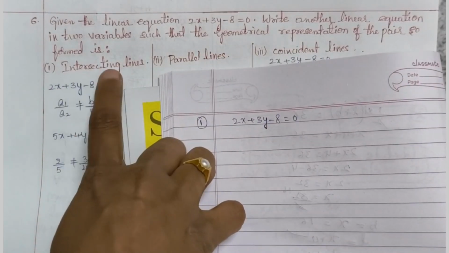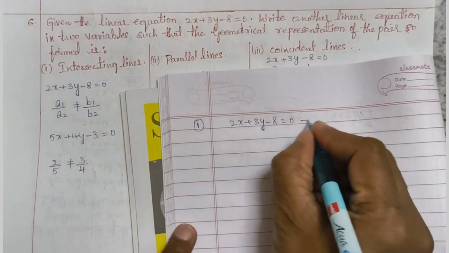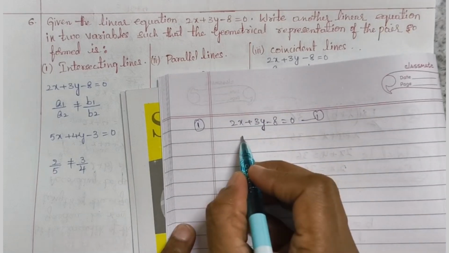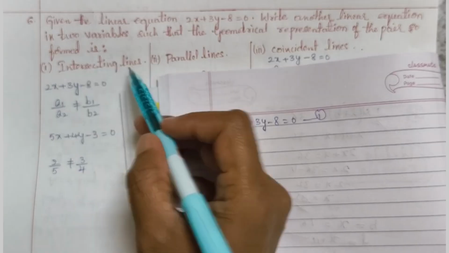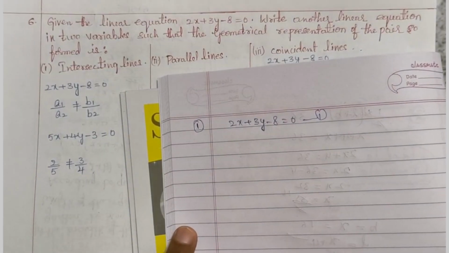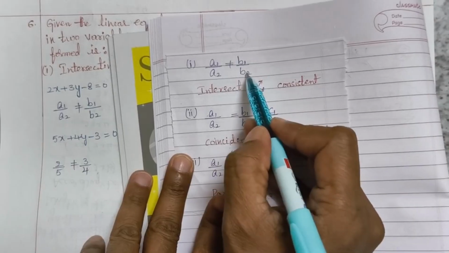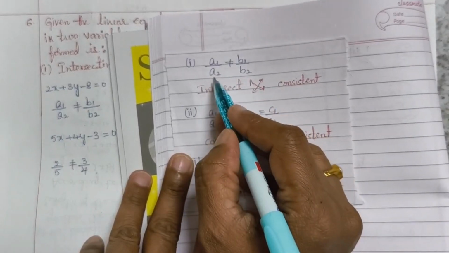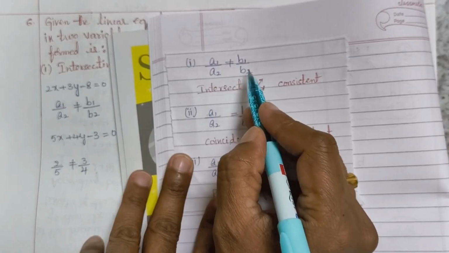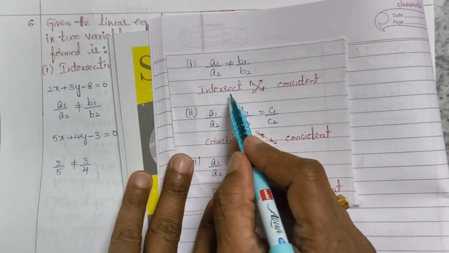Which one do you want? Intersecting lines. Already one equation is given, so we have to write one more equation, one that graphically gives intersecting lines. What is the condition for intersecting lines? A1 by A2 not equal to B1 by B2 means it is intersecting lines. So we have to take numbers such that A1/A2 is not equal to B1/B2, and you will get intersecting lines.